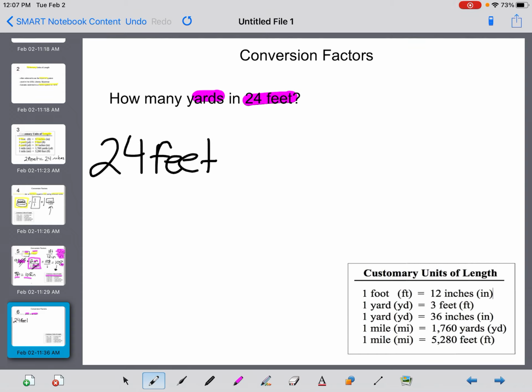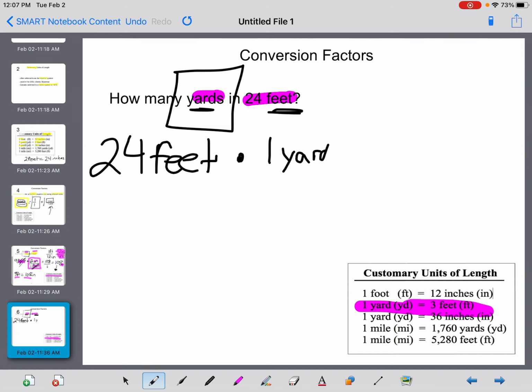Now I want to know how many yards in 24 feet. So first step, write out what you have. I have 24 feet. Now I want to multiply it by a conversion factor. So I find the one that has yards and feet in it. So I'm going to go over here, yards and feet. It's right here. 1 yard equals 3 feet. Now remember, the way I find out which one goes on top is the unit that I want. I want to find the yards, so that goes on top. So here's my conversion. I got it from the chart.